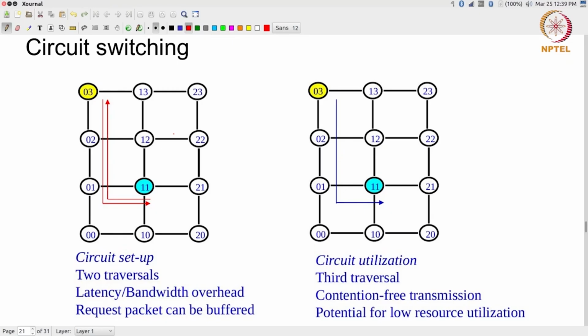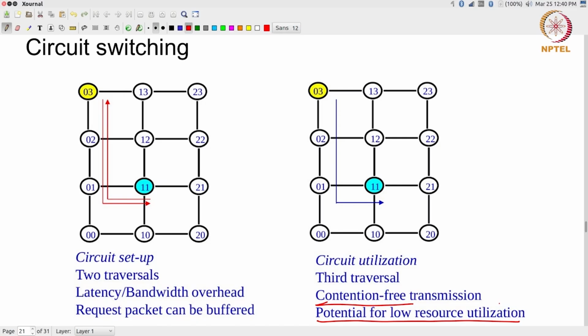It has all that setup overhead, which means that once you have done this, the second part comes where you actually transfer the data. The good thing about it is contention free transmission. For the duration of that circuit, all the links are dedicated to this particular circuit. The problem is you can end up with fairly low resource utilization, and you have overhead associated with this. You have latency because you take some time to set up the circuit, and bandwidth is also used up to set up the connection. After the connection is set up, the links are dedicated, so there are no further overheads at that point.